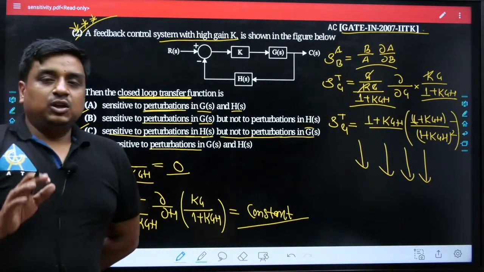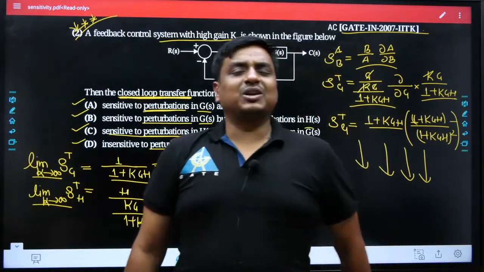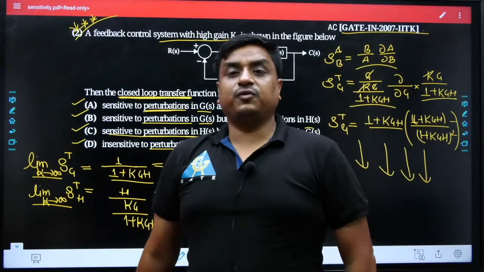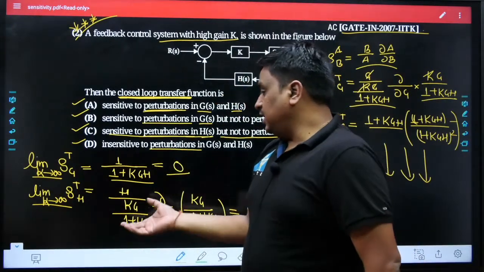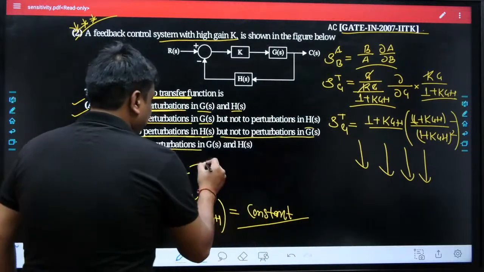Yes. So I would recommend each one of you, at least go through these 2 problems related to sensitivity, because they are going to teach very good concepts of sensitivity. Like here it became 0. What does it mean? If you want, I can go one step ahead.